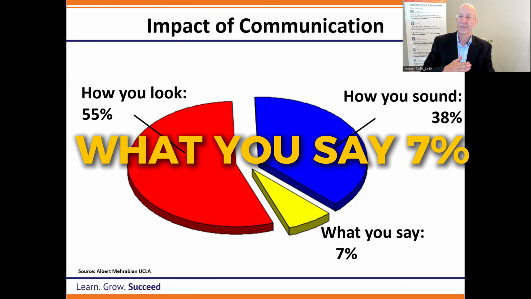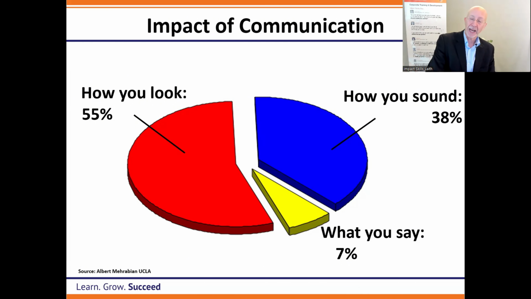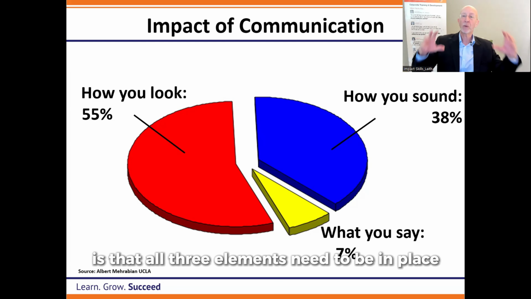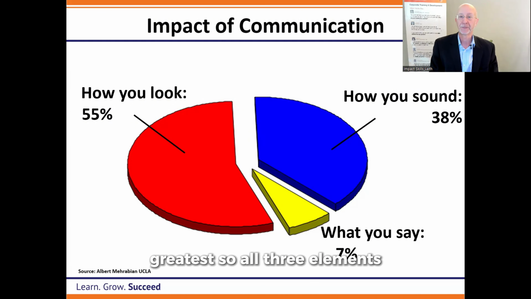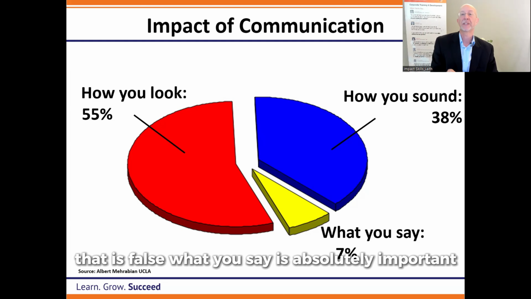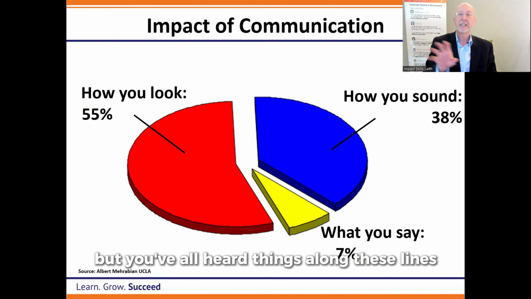Only 7%. Now, don't misunderstand me or what this research suggests. What Albert Mehrabian was suggesting when you read through his original notes is that all 3 elements need to be in place in order for the impact of communication to be at its greatest. So all 3 elements. Now, it's not saying what you say is unimportant. That is false. What you say is absolutely important. That is the content.